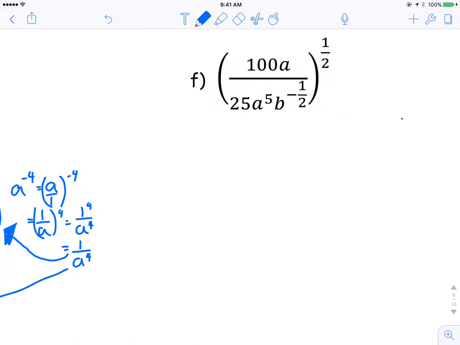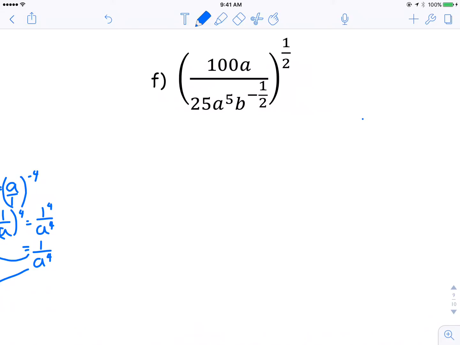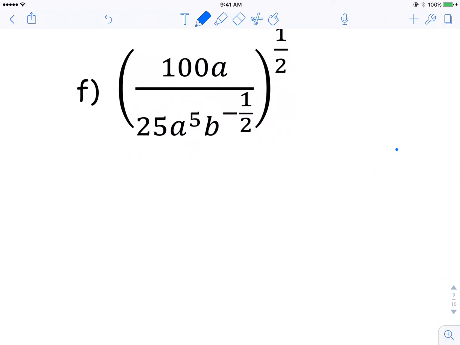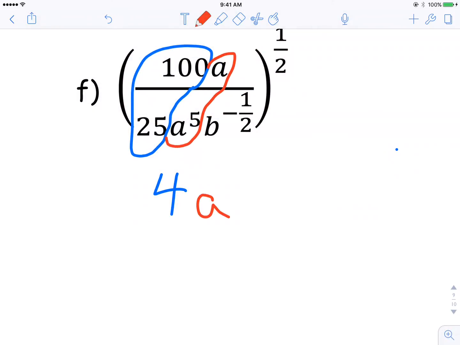Question F: 100a divided by 25a to the 5th b to the negative 1/2, all raised to the 1/2. How am I going to attack this one? I think I'm going to simplify inside the bracket first. 100 divided by 25 is 4, so that's this. And then a divided by a to the 5th is a to the 1 minus 5, that's negative 4. And b to the negative 1/2, well, there's no b up here, so b to the 0.